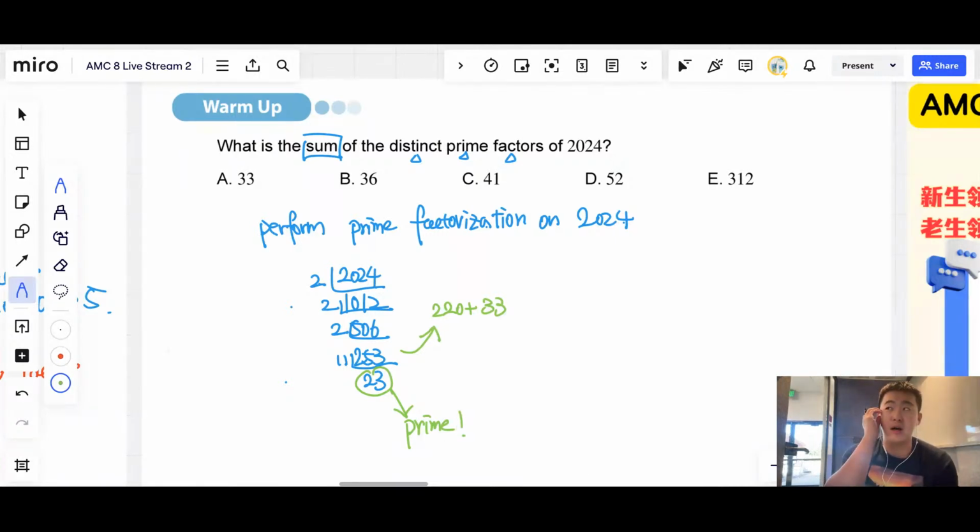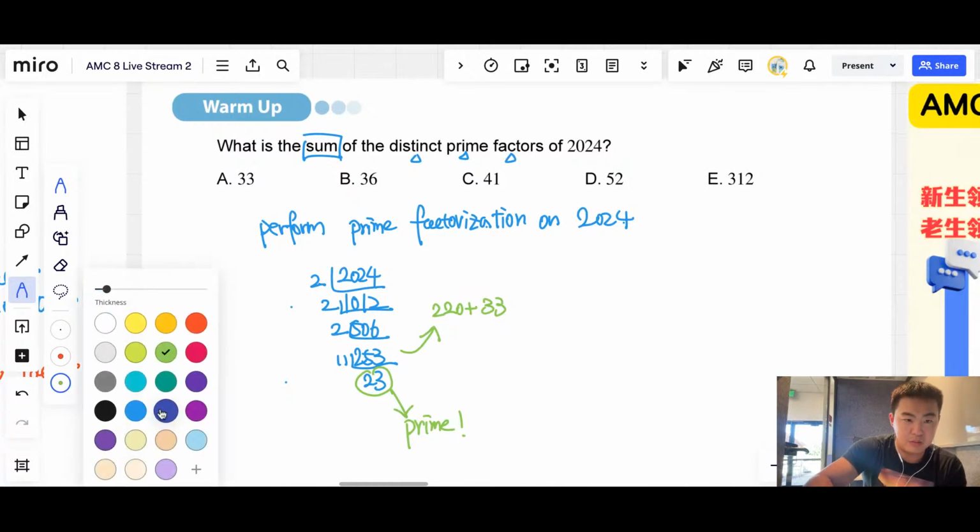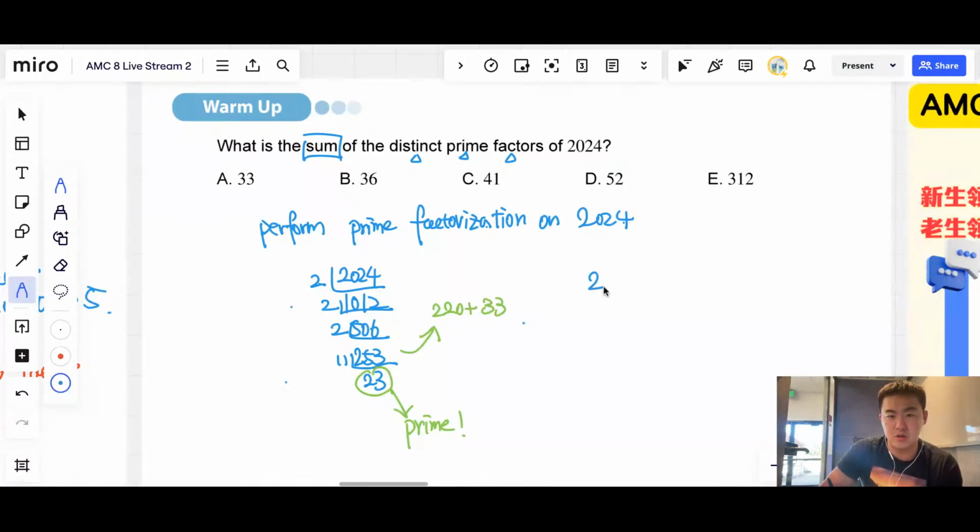Now let's solve the problem. What is the summation of distinct prime numbers? The first distinct prime number we have is 2. Although it appears 3 times, we only count it once because we're asking for distinct. Let me get my pen in blue again. The first number is 2. Then we add the next number. The second distinct prime factor is 11. And the last one is 23. So 2 plus 11 is 13. 13 plus 23 is how many? It's 36. I'll put a little box to denote that's our final answer, and we should choose option B.